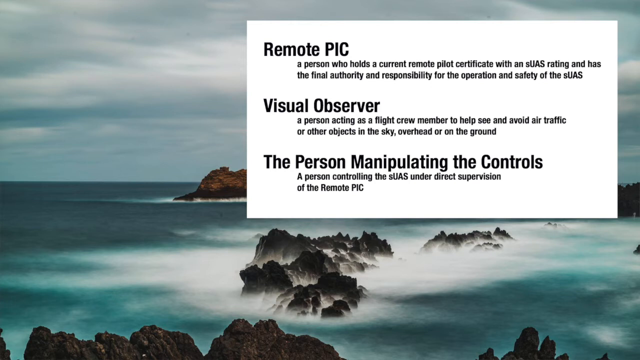One rule about the visual observer is that you cannot use a binocular the entire flight. You can use it temporarily to make sure, okay, I can't see that far, so I'm gonna use binoculars. But one general rule of a visual observer is that you must observe with the naked eye. You can still wear glasses and corrective lens, but you cannot use a binocular the entire flight.